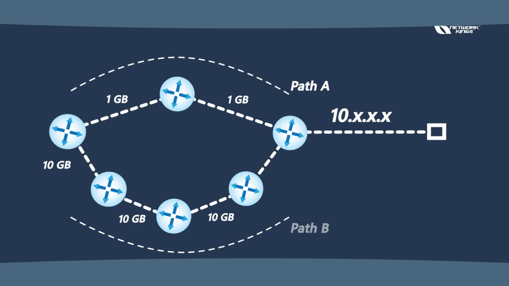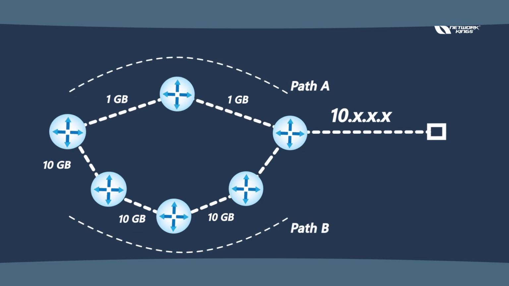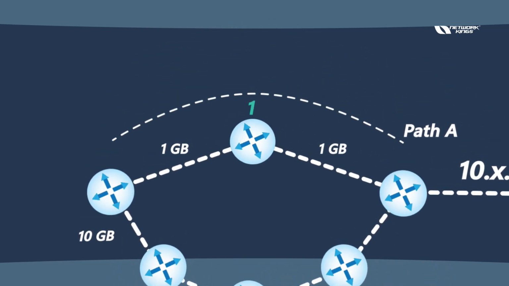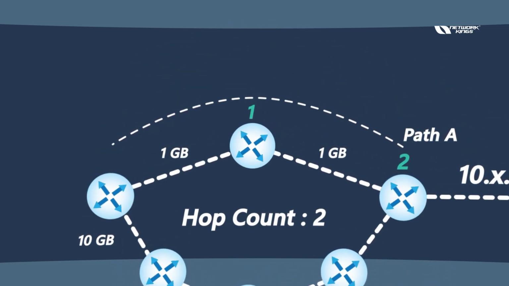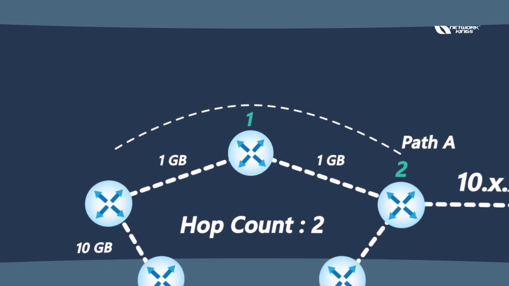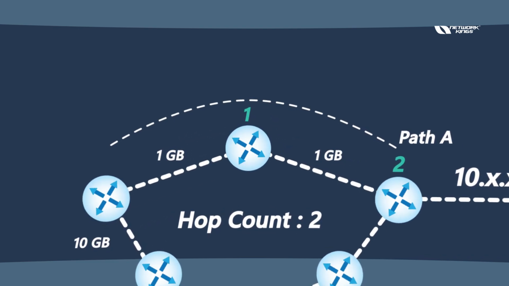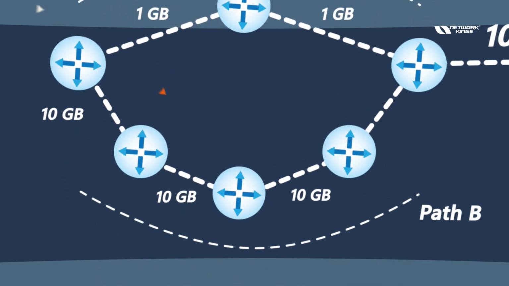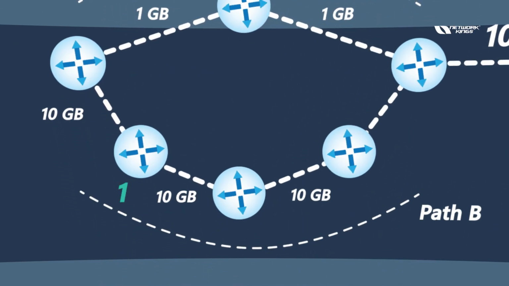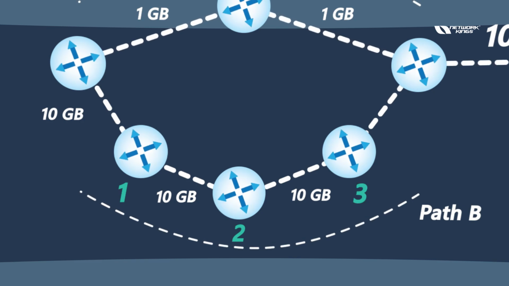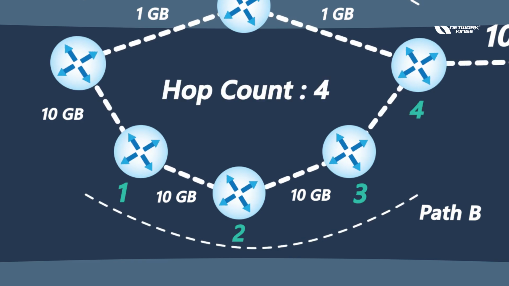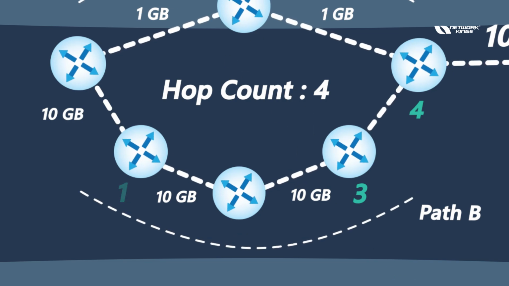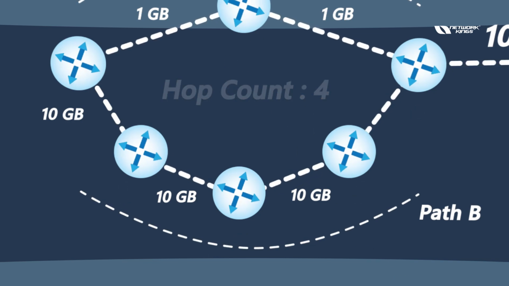In the case of the RIP protocol, RIP only checks the hop count. So you can see, if we go from path A, the hop count is 2. Path A has a hop count of 2, so two routers come in between if we go by path A. But if we go by path B, the hop count is 1, 2, 3, 4. So the hop count is 4. So the RIP routing protocol is going to use path A as the best path.